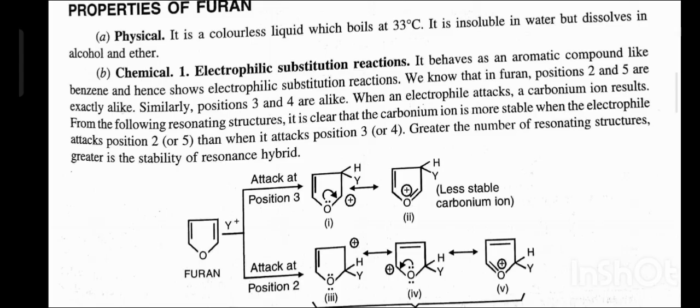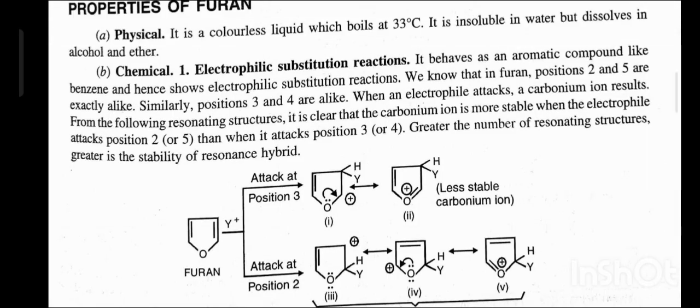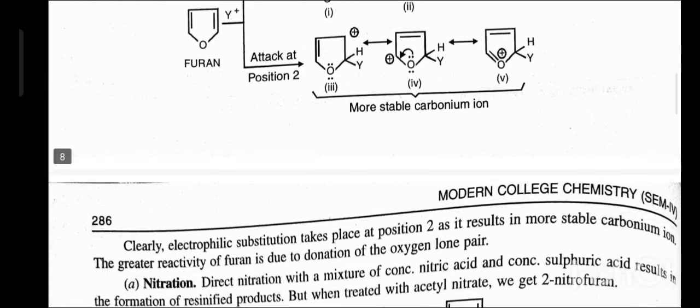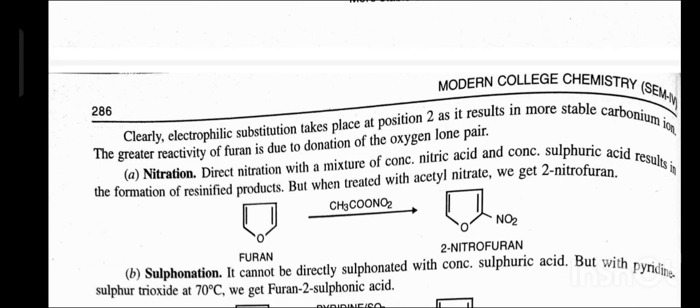We know that in furan positions 2 and 5 are exactly alike. Similarly, positions 3 and 4 are alike. When an electrophile attacks, a carbocation results from the following resonating structures. It is clear that the carbocation is more stable when the electrophilic attack is at position 2 or 5 than when it attacks position 3 or 4. The greater the number of resonating structures, the greater is the stability of the resonance hybrid. Clearly, electrophilic substitution takes place at position 2 as it results in a more stable carbocation. The greater reactivity of furan is due to donation of the oxygen lone pair.